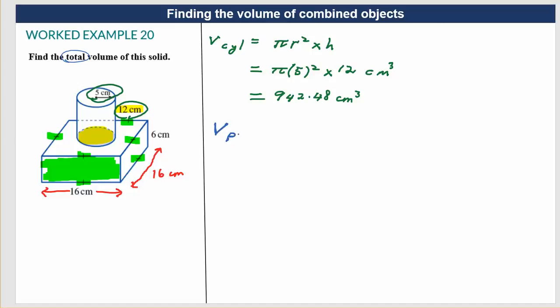Volume of the prism is going to be the base times the height. The base here, that length there is 6, this length 16, so the area of this base is 16 times 6, just the area of a rectangle. And then we're going to times it by this 16 here. We're calling that length the height.